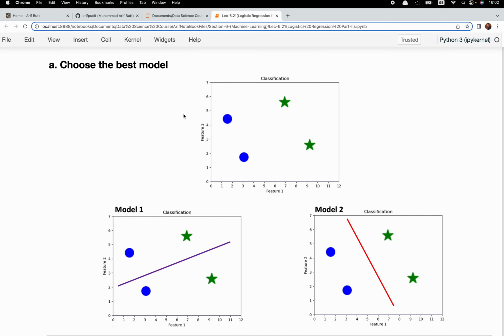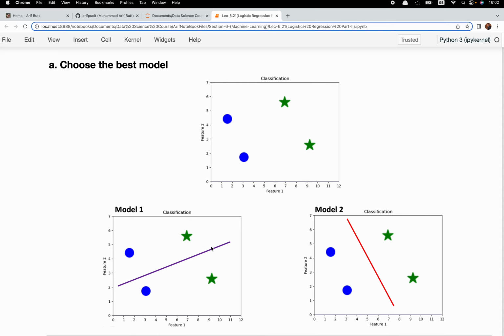Consider these 4 observations or data points in this upper scatter chart that belong to 2 classes. These 2 green stars belong to class 1, while these 2 blue circles belong to class 0. Now these 2 scatter charts below show 2 models.